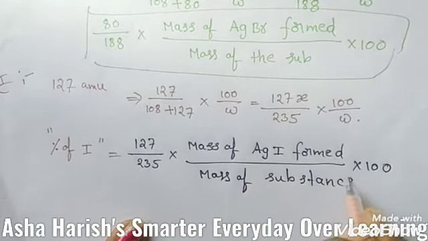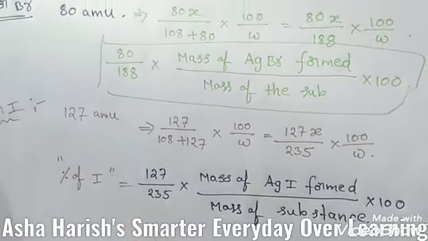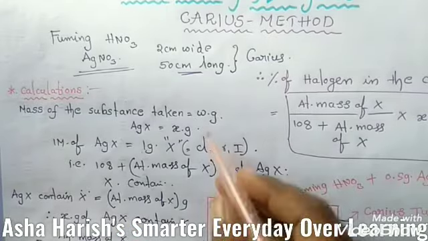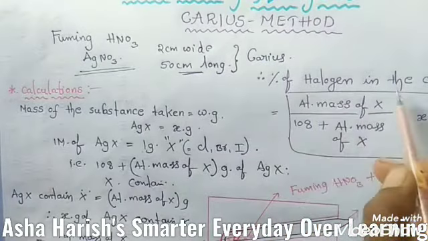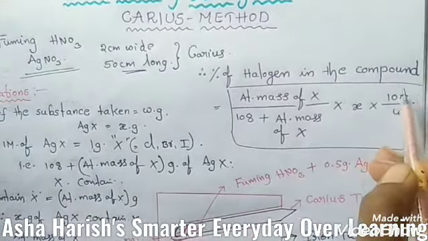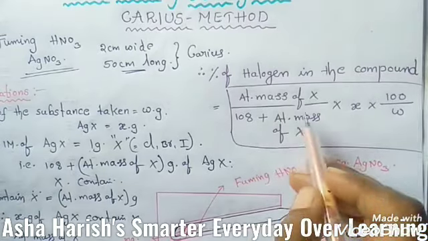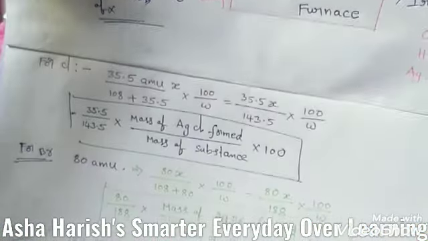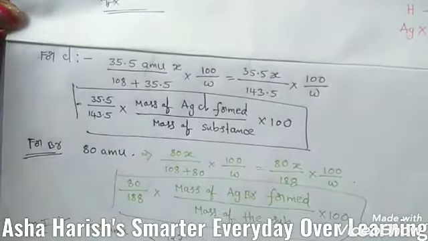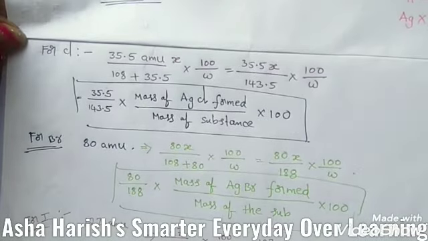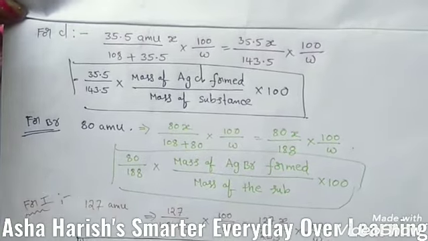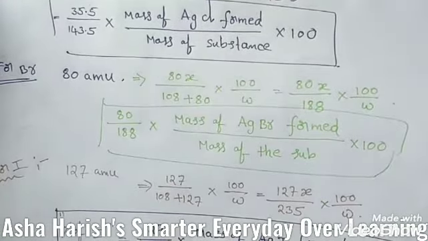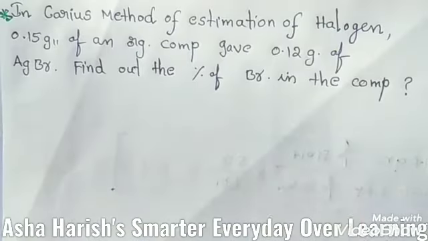Okay students, these are the formulae for the calculation. Here is the calculation part, and from that, percentage of halogen in the specific compound, this is the formula. Basing upon this, we calculated that for chlorine and for bromine and for iodine also. These are the formulae. Right. Now let's see the example.